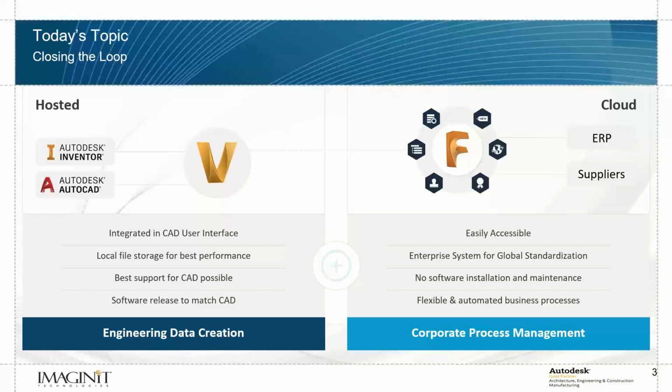There are other tools out there for data management, but this is really the best one when we're dealing with Autodesk products. Software release typically matches our CAD tool. So if we're on 2021 Vault, we're in 2021 Inventor. And that is where we're creating all of this engineering data.